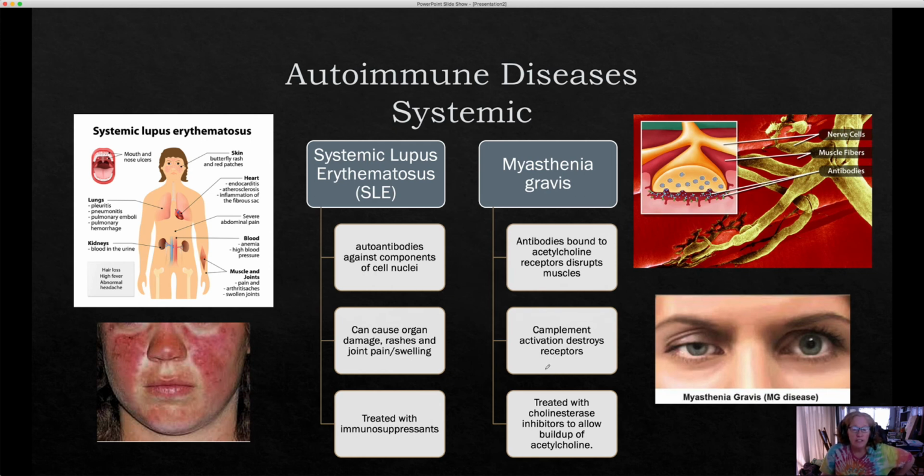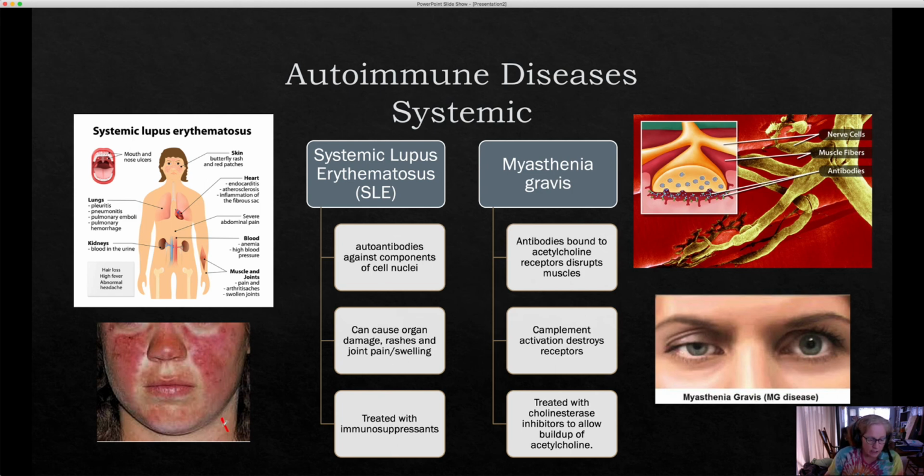Now, there are autoimmune diseases that are systemic. We have organ-specific and systemic. In the systemic diseases, we're going to look at systemic lupus erythematosus and myasthenia gravis. SLE, or lupus, is where autoantibodies are created against parts of our cell nuclei. So cells are lysed open, or as cells break down, we start to see antibodies attacking the nuclei, and we can get these kind of large complexes. Causes organ damage, rashes, joint pain, and swelling, and it is treated with heavy immunosuppressants.